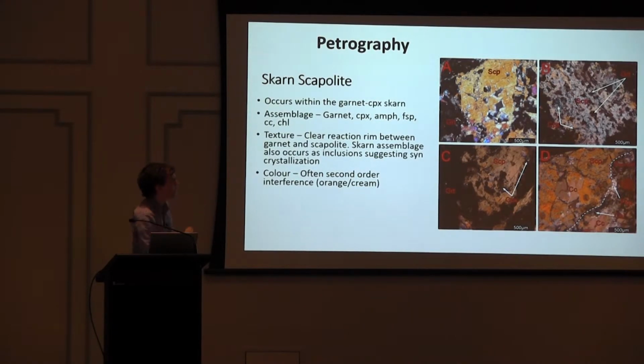And in image D, that's just the relationship between a scapolite grain and a hydrothermal overprint, so we see some fracturing running through that scapolite grain, which has been infilled by hydrothermal calcite.